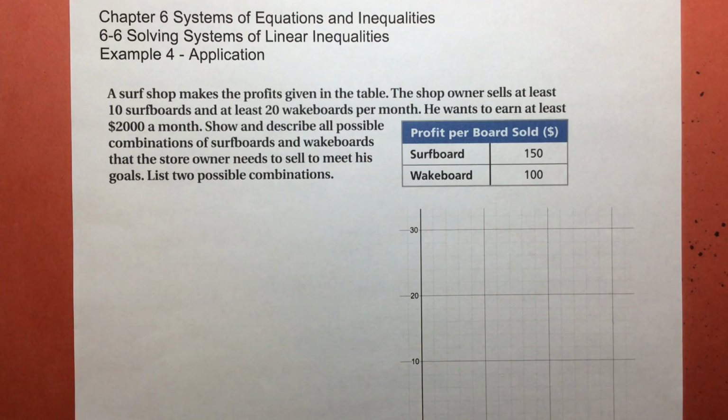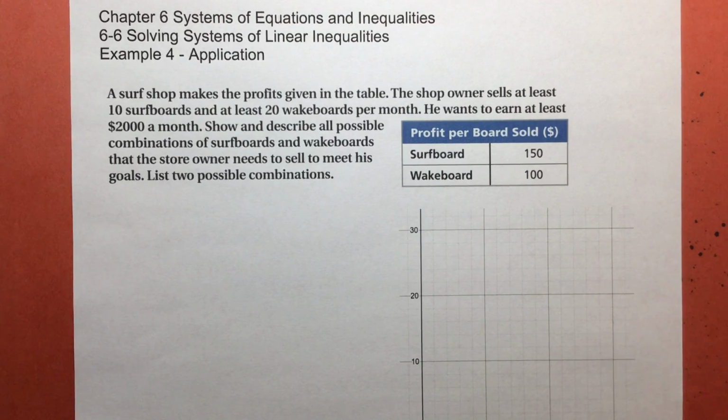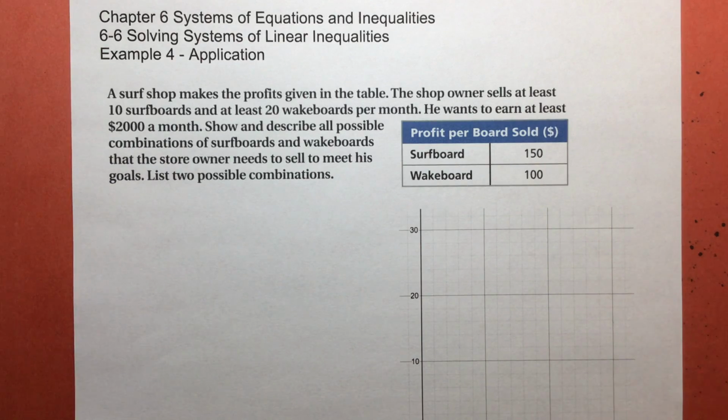So I have a surf shop. Someplace that's near a beach someplace, and a store that's near a beach someplace. And this shop apparently sells surfboards and wakeboards. Okay? Now, the shop owner sells at least 10 surfboards each month and at least 20 wakeboards per month. Okay, that's information. I'm going to put that aside for a second.